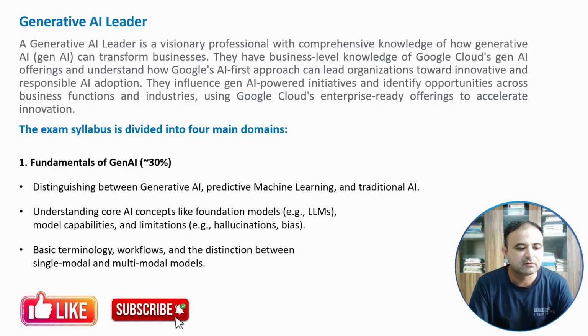The first one is fundamentals of Gen AI, which is approximately 30% of the questions. It covers the differences between generative AI, predictive machine learning, and traditional AI, and some concepts of LLMs, hallucination, bias, etc. And some workflows should be clear.